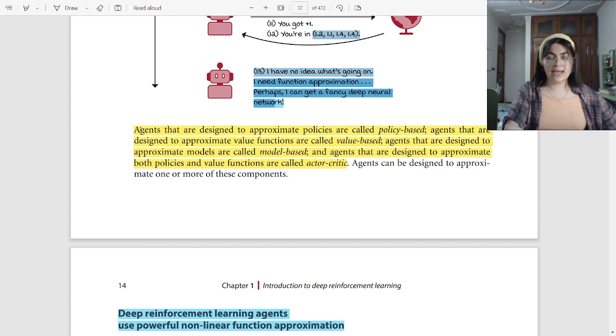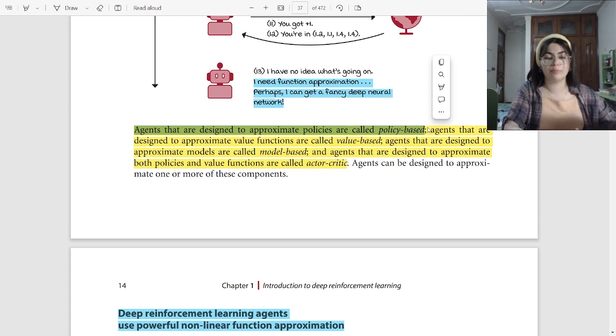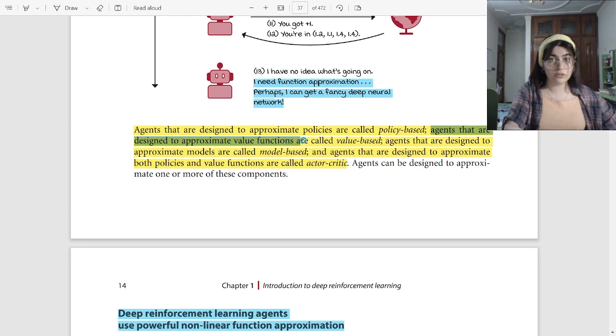And it mentions that agents that are designed to approximate policies are called policy-based. Agents that are designed to approximate value functions are called value-based. And then the agents that are designed to approximate models are called model-based. And then there are agents that are designed to approximate both policies and value functions. These are called actor critics. We'll learn about all of them in the future chapters as well.